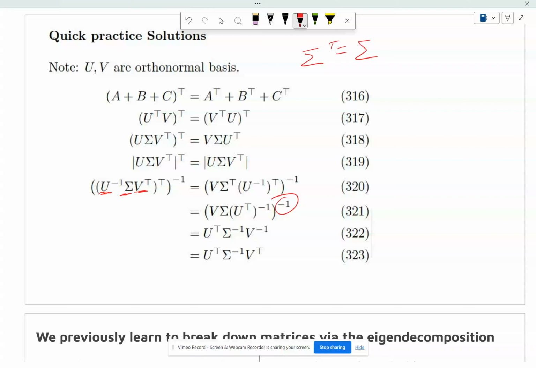Now I can apply the inverse property. So the inverse, once again, I have to flip all of them. So it becomes U transpose inverse. And you take inverse again, they cancel each other out. Therefore, just U transpose, and then it's sigma inverse, and then it's V inverse. Now, since V and U are orthonormal, the inverse is equivalent to its transpose. And that's how I end up getting this expression.